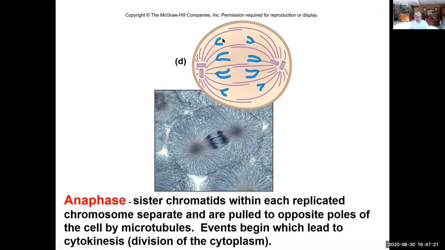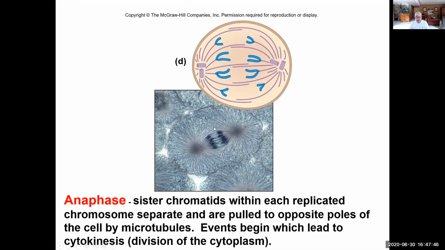Now remember, this sister chromosome is identical to this sister chromosome. This one is identical to this one. Remember, they were held together in metaphase. And now we've pulled them apart. The spindle fibers contract, and these guys get pulled to this end, and these chromosomes, daughter chromosomes, get pulled toward the opposite end of the cell.